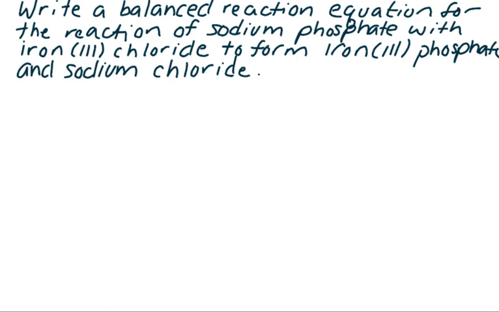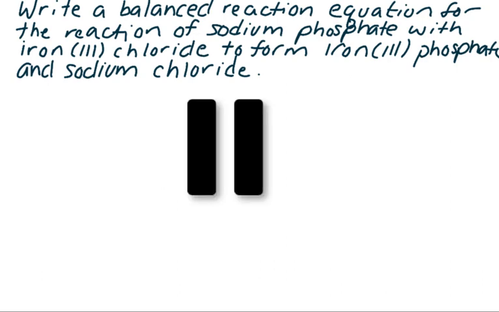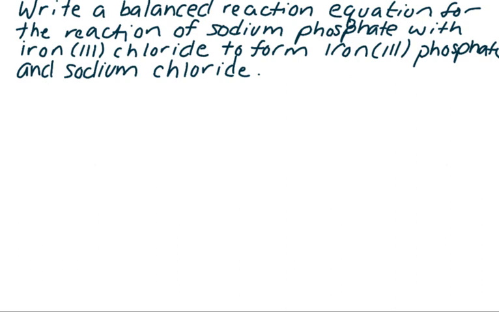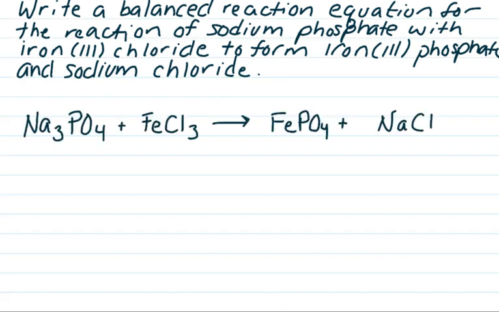Okay, I'm going to up the game a little, putting together all of your nomenclature with the balancing of equations. See if you can pause the video and write a balanced reaction equation for the reaction of sodium phosphate with iron 3 chloride to form iron 3 phosphate and sodium chloride. Did you get it to look like this before you balanced it?